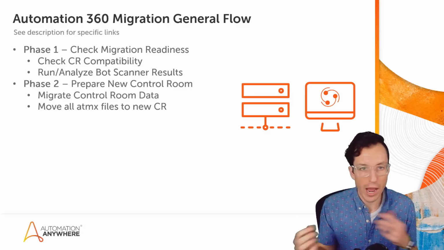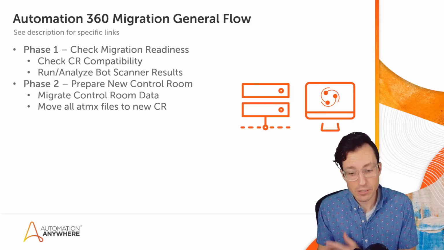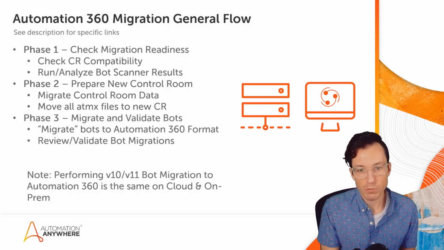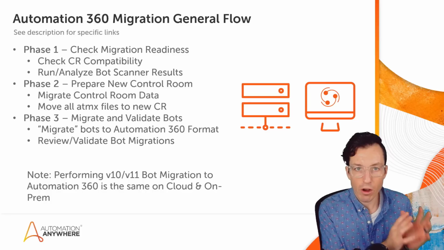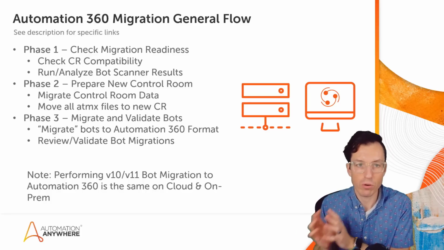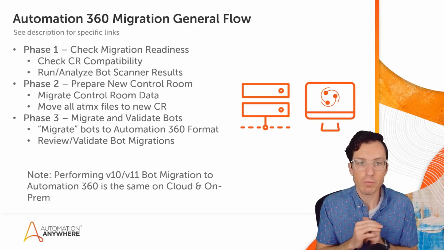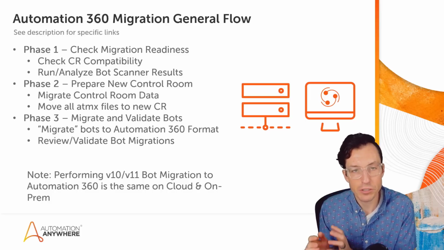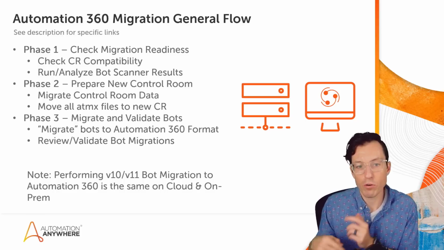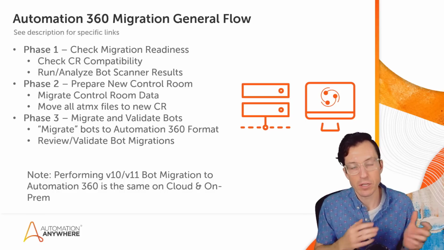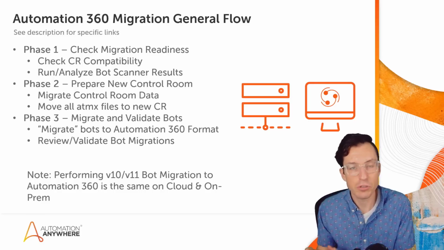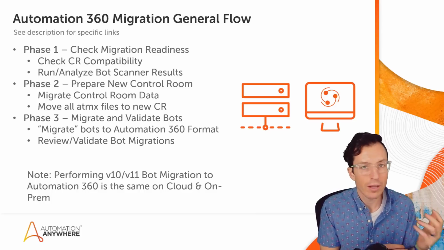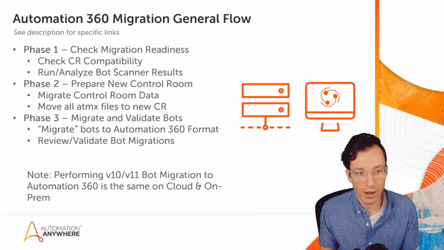If you have followed either one of those paths, you're ready to be with me here for phase 3, which is where we're migrating and validating bots. So whether you went the on-prem route, the cloud route, or the self-hosted cloud route, the idea with phase 3 is that you've got all of your ATMX files into your new control room. At this point, you're doing the migration process of ATMX files into Automation 360 compatible bots. And I say ATMX files, but that's inclusive of ATMX files as well as Metabot files.